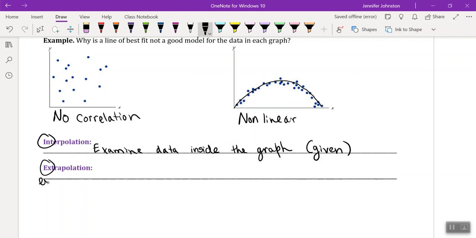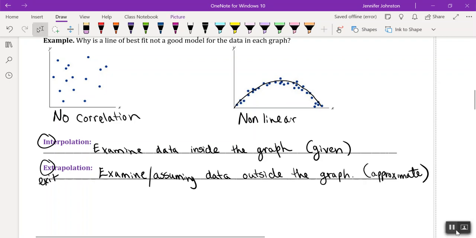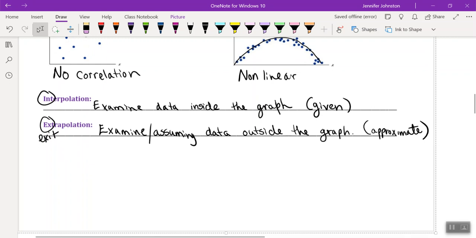Extrapolation would be examining but also assuming data outside the graph. So it's kind of like an approximate. Again, please pause at any time in order to write these definitions down.